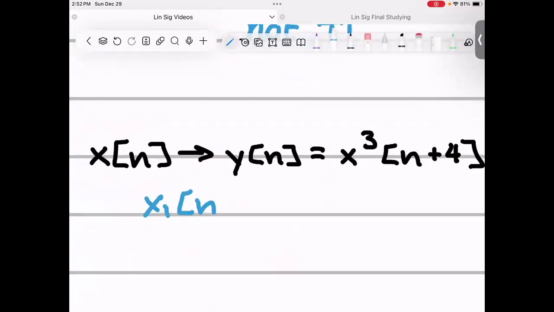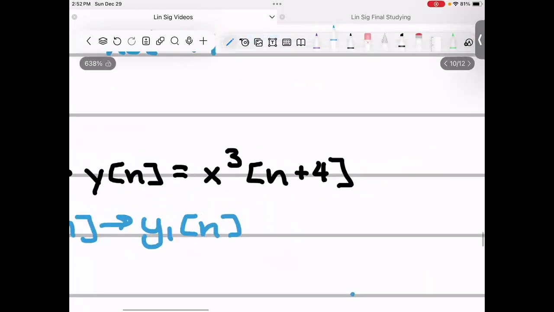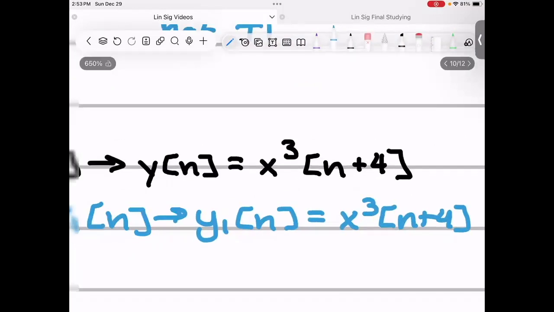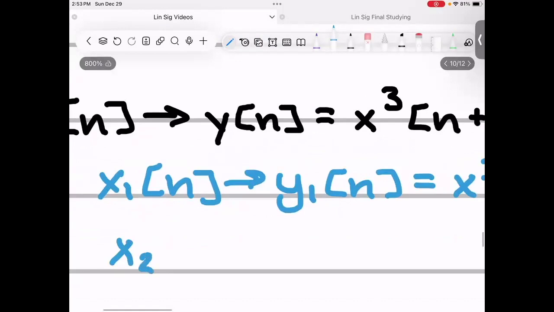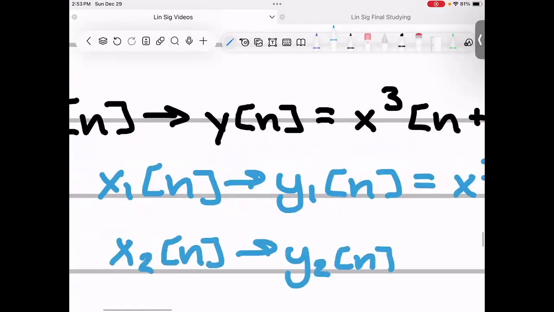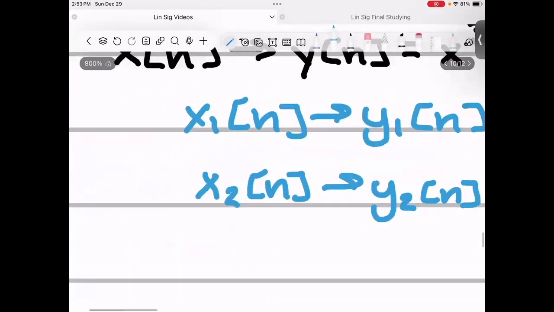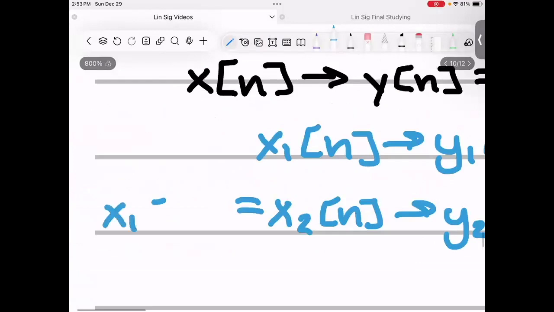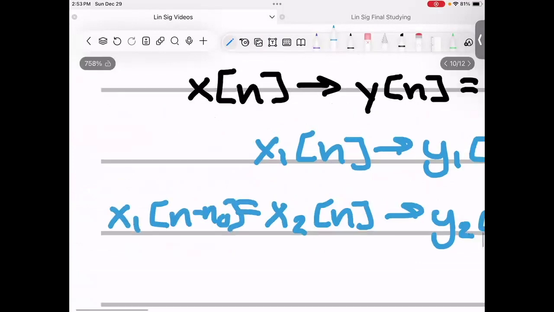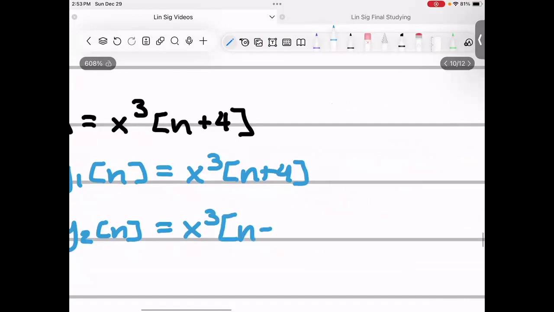x1 of n yields y1 of n, which equals x cubed of n plus 4. And now x2 of n gives y2 of n, which equals x cubed, and remember that x2 of n is x1 of n minus n naught. And that's x cubed of n minus n naught plus 4.